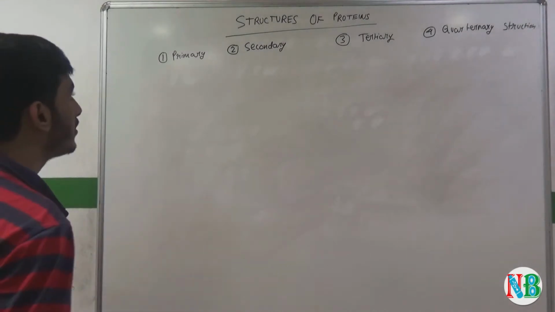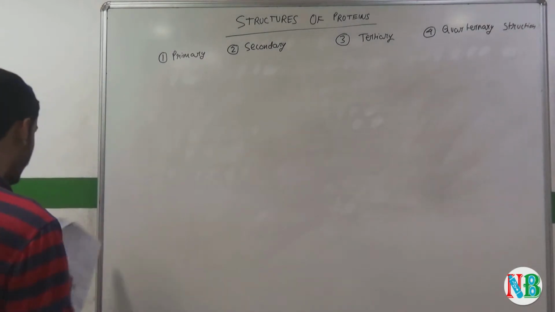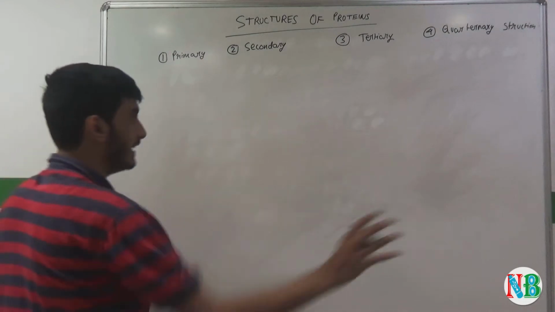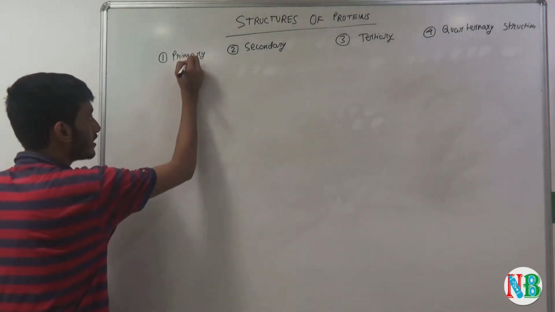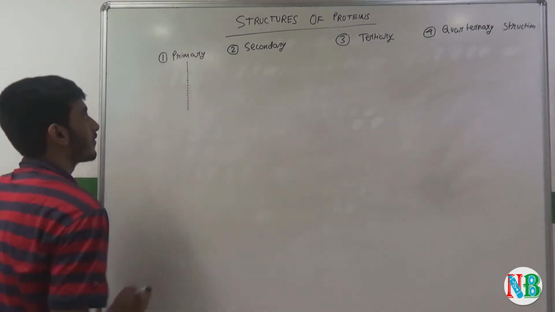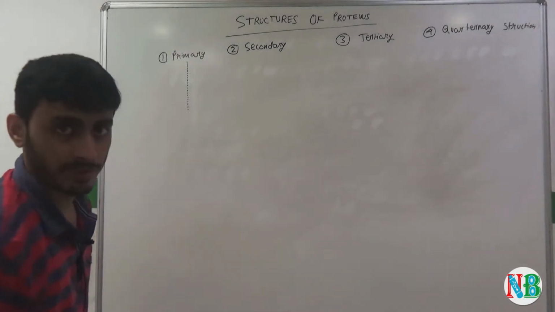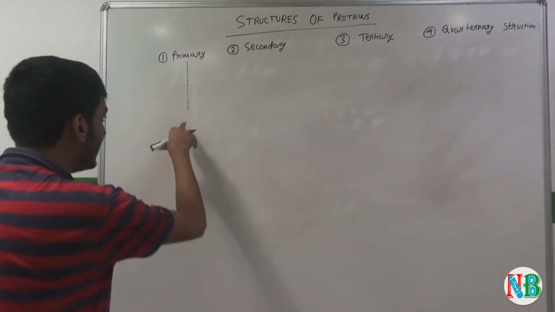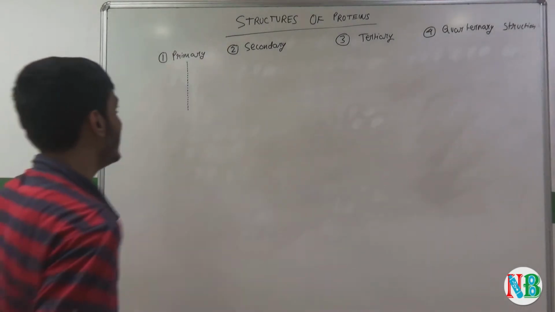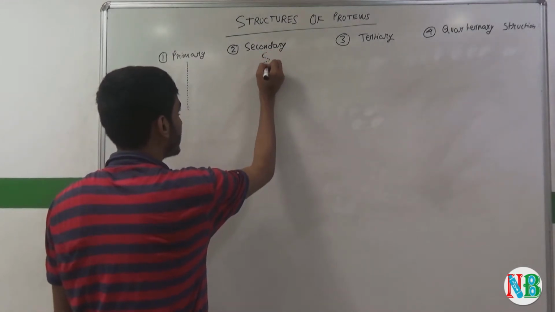Suppose you have a protein. You know that the primary structure of a protein is a linear chain. So the protein looks like this. It is a linear chain. When you further analyze it and see it closely, you see that the linear chain is actually curved.